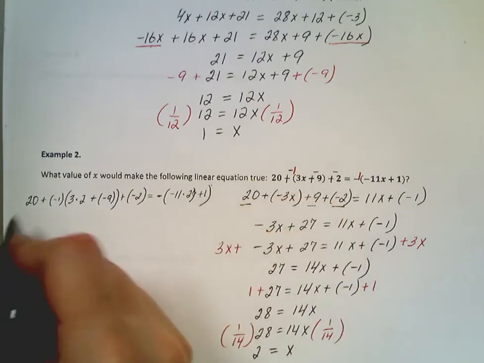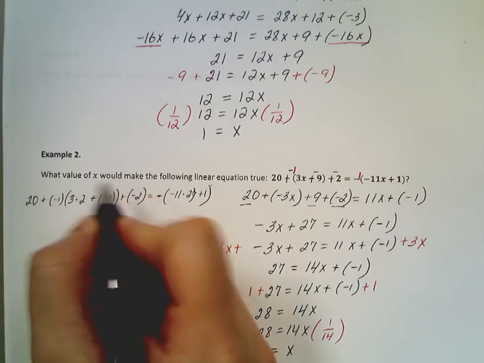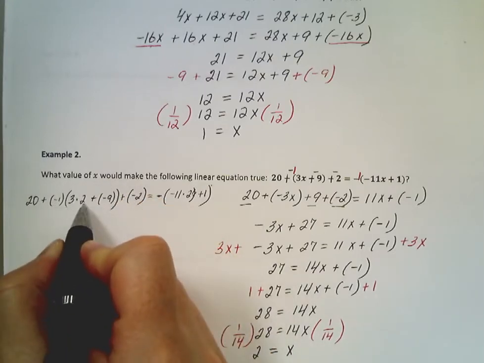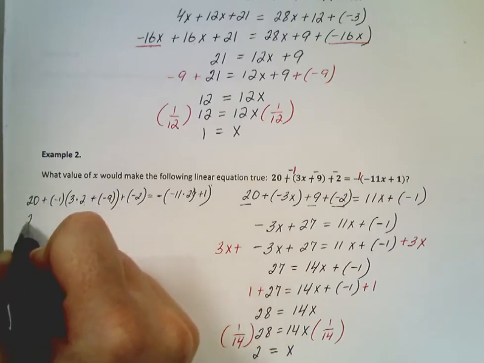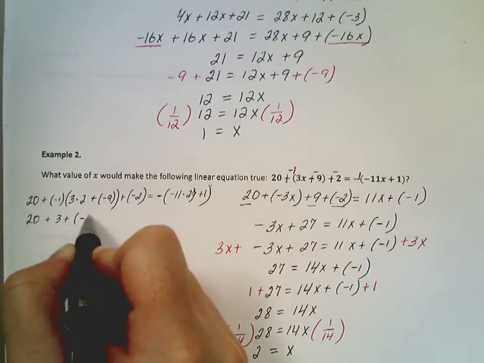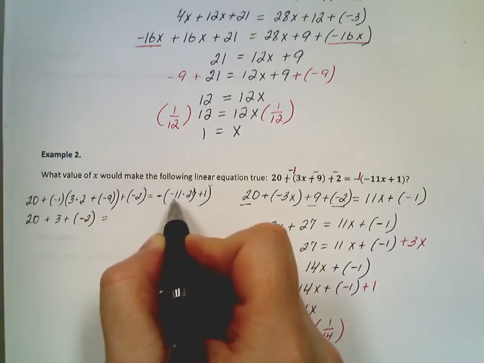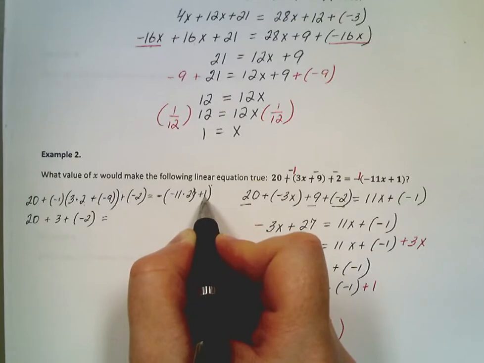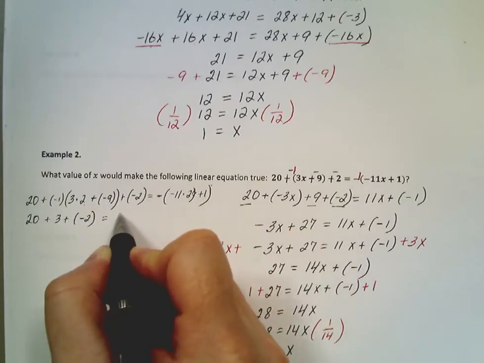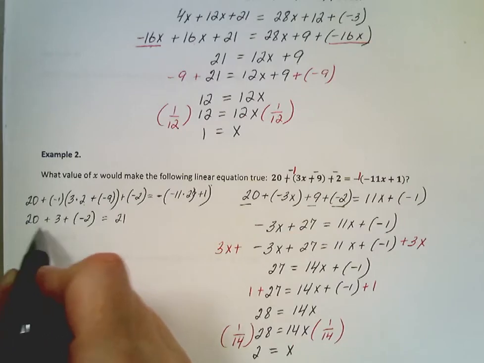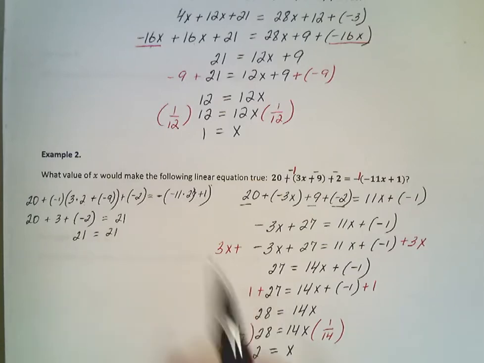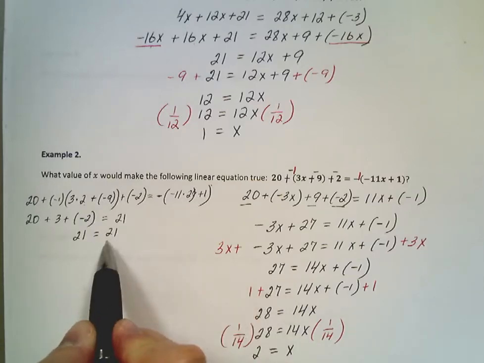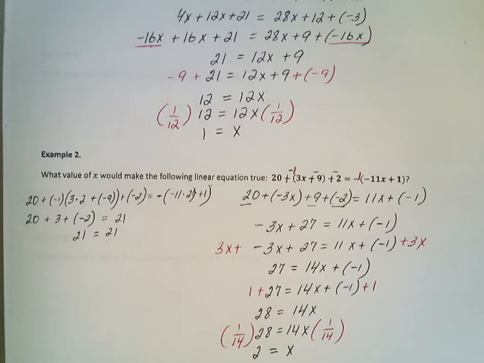Okay, so here I will have negative 1 times 6 plus negative 9, which is negative 3. Negative 3 times negative 1 is positive 3. So I will have 20 plus 3 plus negative 2. On the right side, I will have negative 22 plus 1, negative 21, positive 21. All right. So here I will have 23 plus negative 2 is 21 equals 21. Since 21 equals 21, my solution of 2 equals x is correct.